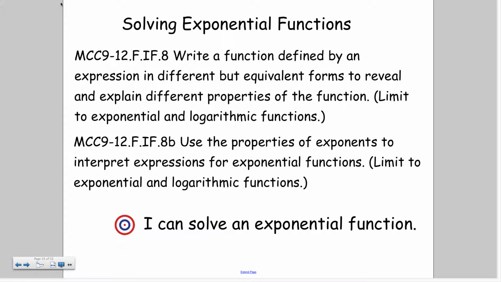you'll see that the standards say, write a function defined by an expression in different but equivalent forms to reveal and explain different properties of the function. So you're only going to do this with logs and exponentials. Use properties of exponents to interpret expressions of exponential functions, and again, just exponents and logs. So your learning target is that you're going to be able to solve an exponential function.